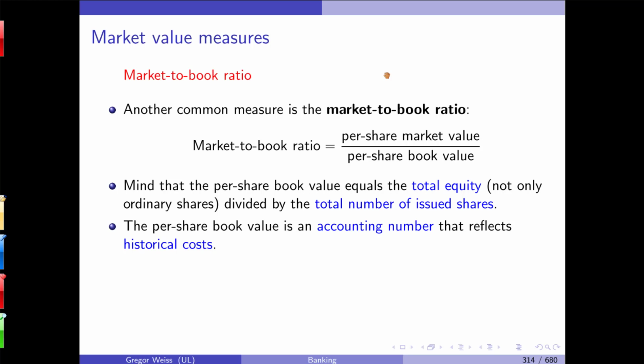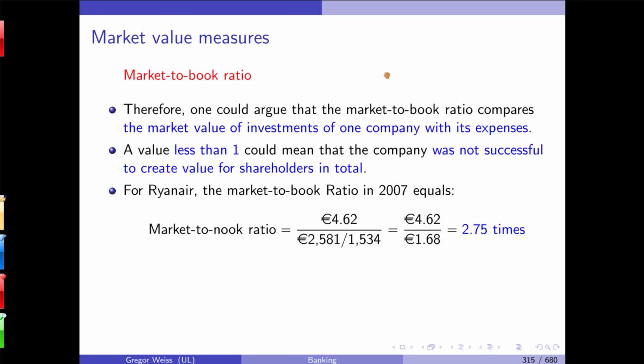And it's an accounting number that reflects historical costs, and in the denominator you have the market value of the corporation, and it gives you what? This ratio shows you if a corporation is undervalued or overvalued. In this case here, the market to book ratio was 2.75.